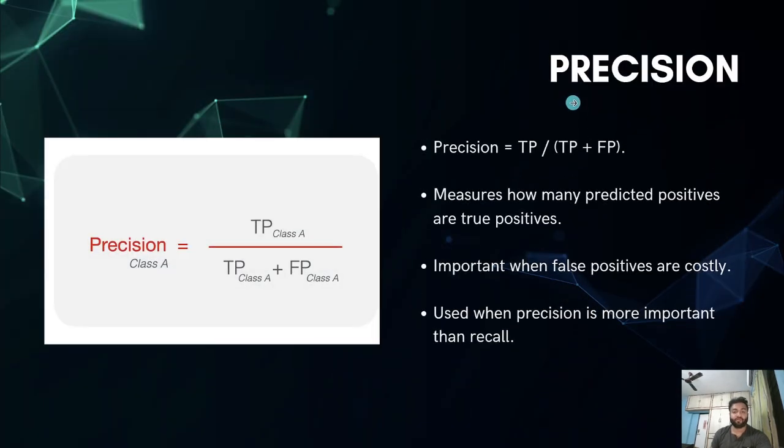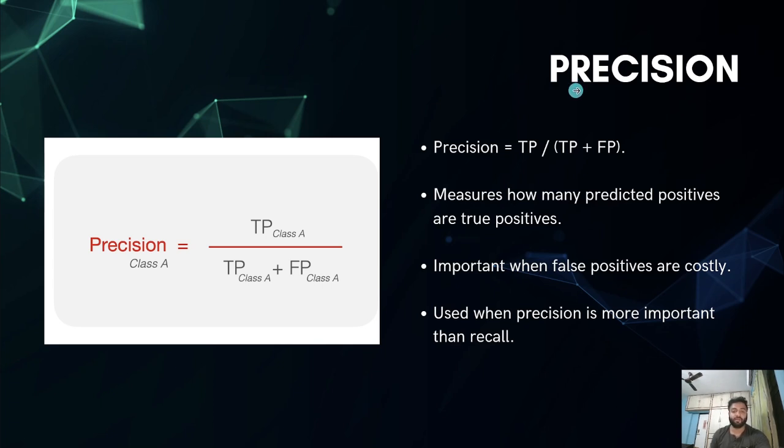Precision. Next we have precision, which focuses on the positive class. It is the ratio of correctly predicted positives to the total predicted positives. It measures how many of the instances predicted as positive are actually positive. Precision is especially important in situations where false positives are costly, such as predicting whether a person has a disease. The formula for precision is equal to true positives whole upon true positives plus false positives.